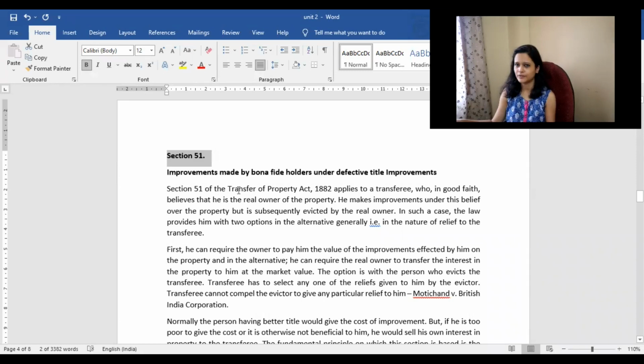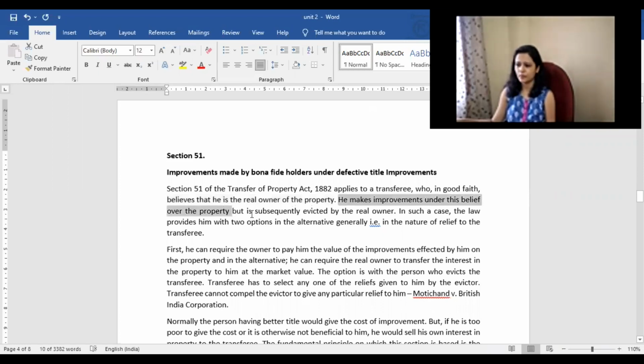So section 51 of Transfer of Property Act applies to a transferee. Once property is being transferred to another person, it would apply to this transferee who, in good faith, believes that he is the real owner of the property. That means in good faith, with good intention, having valid enough reasons, I thought that I am the real owner of this certain property. I was the transferee. Some property got transferred to me, and I thought that yes, I am the real owner of this property. And based on that belief, I made improvements, right?